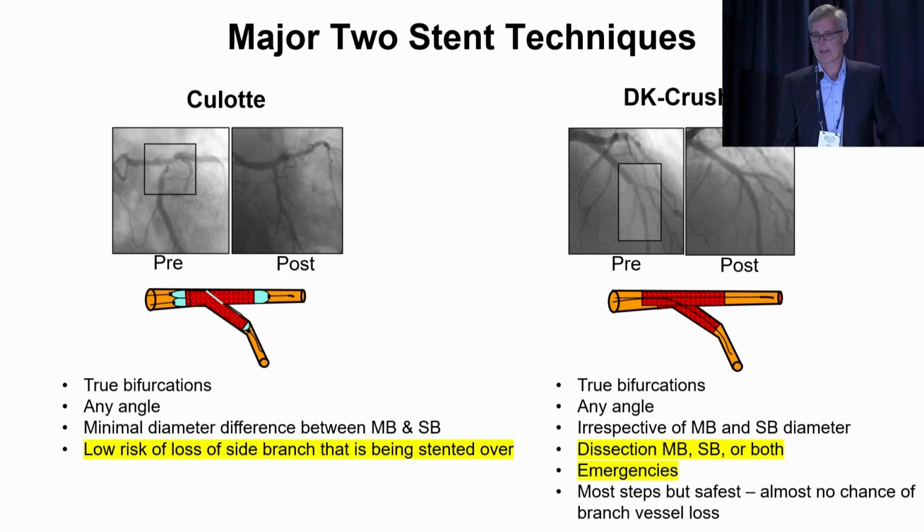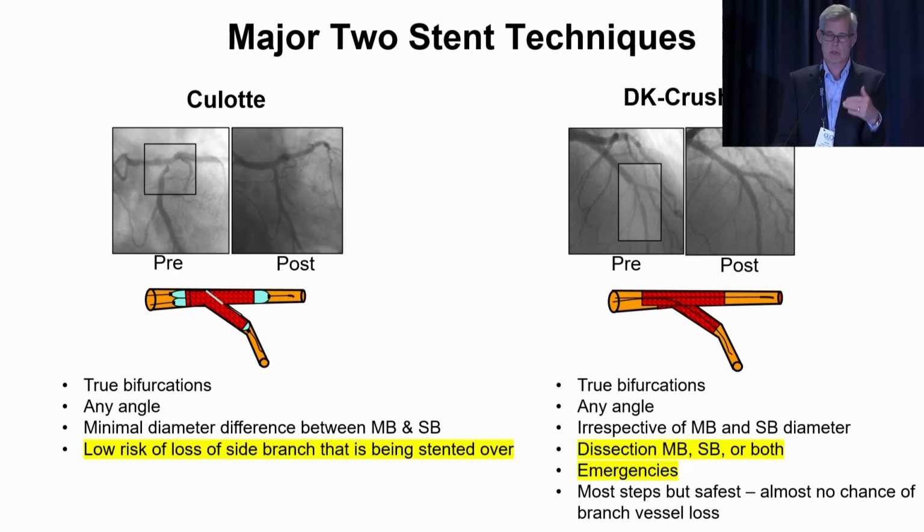If that doesn't work, then you can bail out into a Culotte, which is one of the major two-stent techniques I'll go through. I'm going to go through these relatively quickly, not to go over the details so much, but to talk about the value proposition of when you use one technique or the other. A Culotte is helpful if you don't think you're going to lose your side branch. It's to be used when there's low risk of side branch loss because you have to stent across that branch before it has a stent in it. So if it's going to pinch substantially, it's a bad choice.